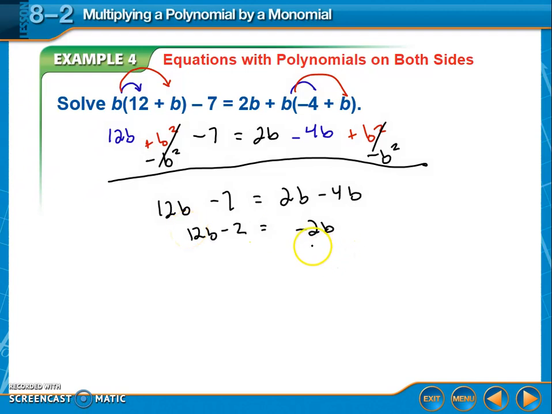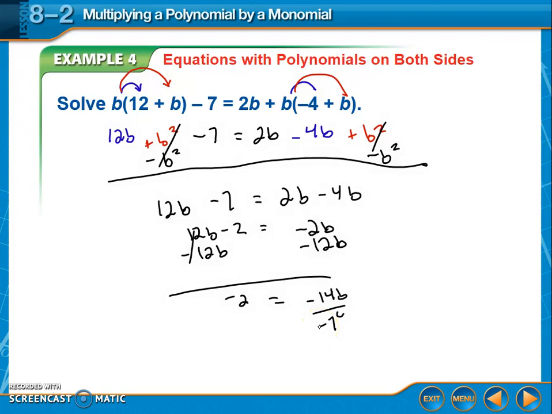So I want to subtract 12b from both sides. So when I do that, I get negative 7 because they cancel here, equals negative 14b. So if I want to get b, I'm going to divide both sides by negative 14. So those 14s cancel, and I get b is positive 1/2. And that would be your answer.